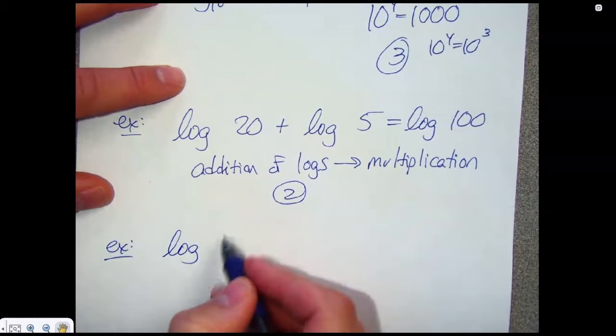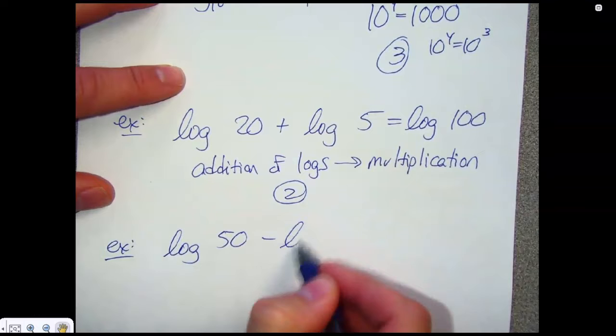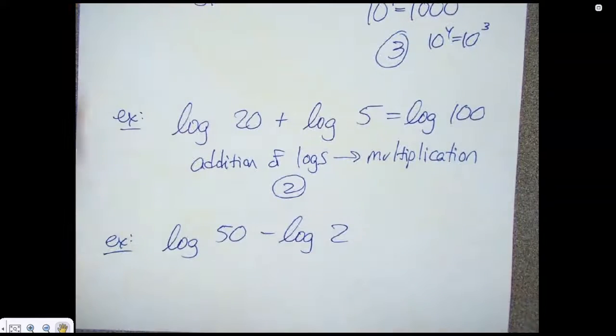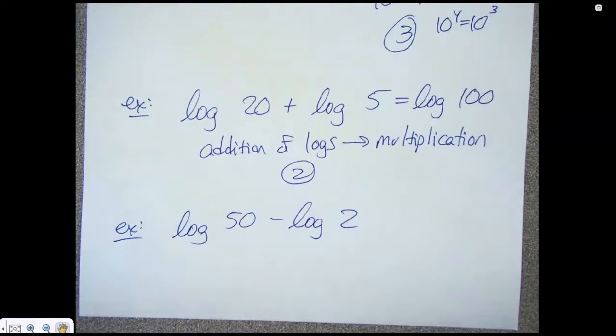Let's say log of 50 minus log of 2. If addition combines to be multiplication, then subtraction must combine to be division.